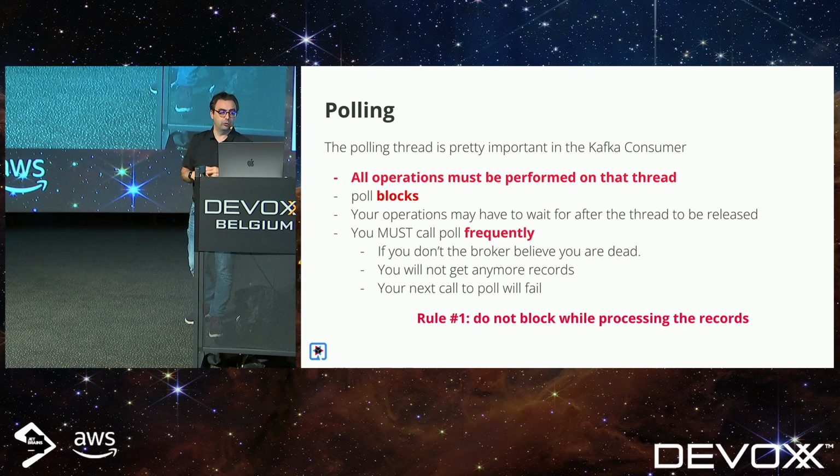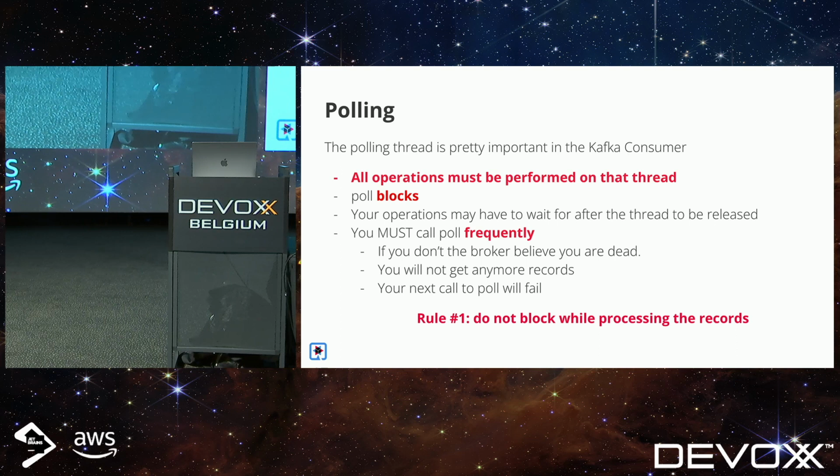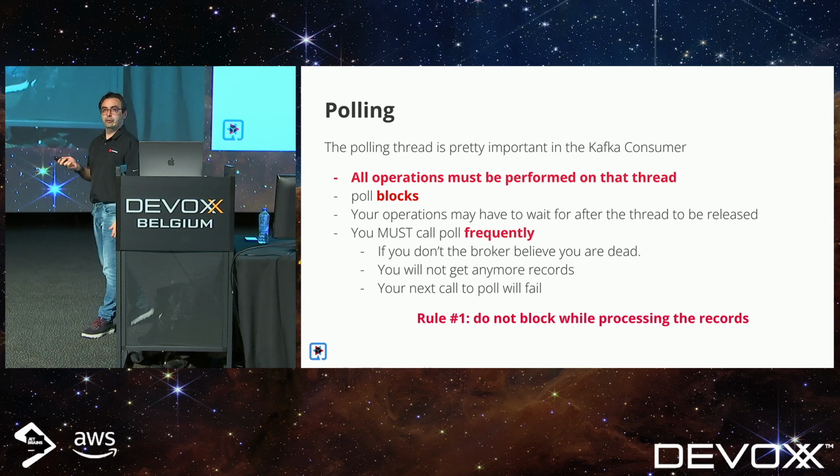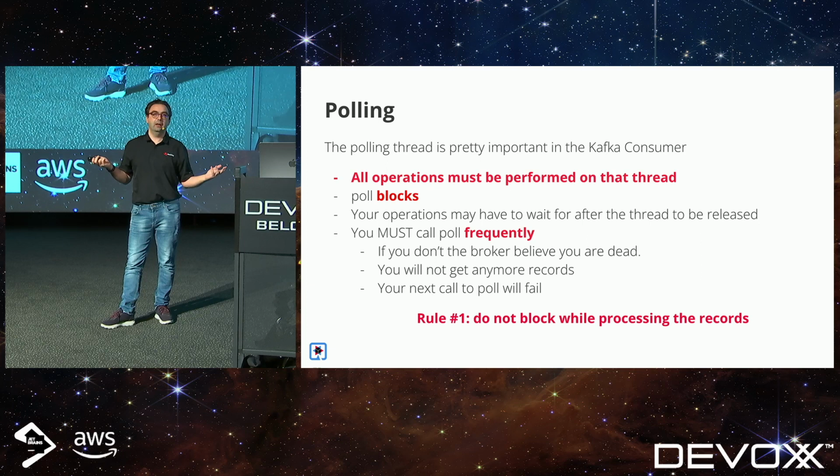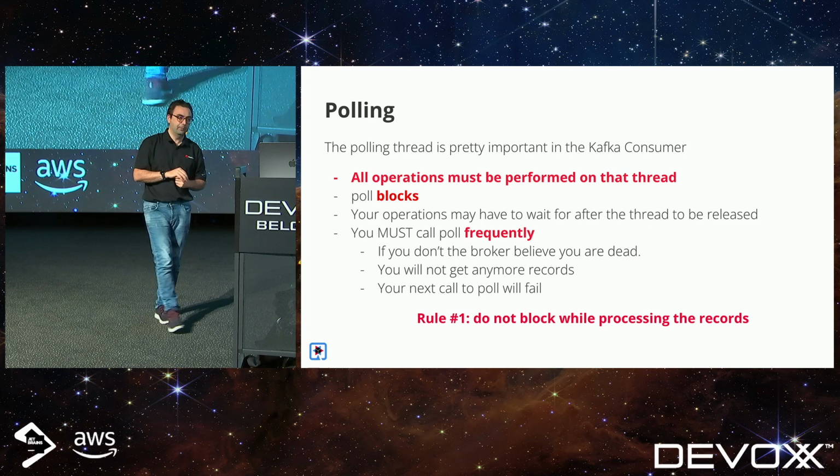You must call poll frequently. If you don't, well, your coordinator will believe that you're dead. Because he believes that you're dead, he will remove the assignment from your partitions, saying, hey, you didn't say hi anymore for the last 2 minutes, and you're not there anymore. So your partitions get reassigned to someone else, which means that the next time you try to poll from these partitions, you will be rejected because they don't belong to you anymore. They belong to another consumer of the same group. And things start to be very, very messy in that case. So you need to call poll very periodically.